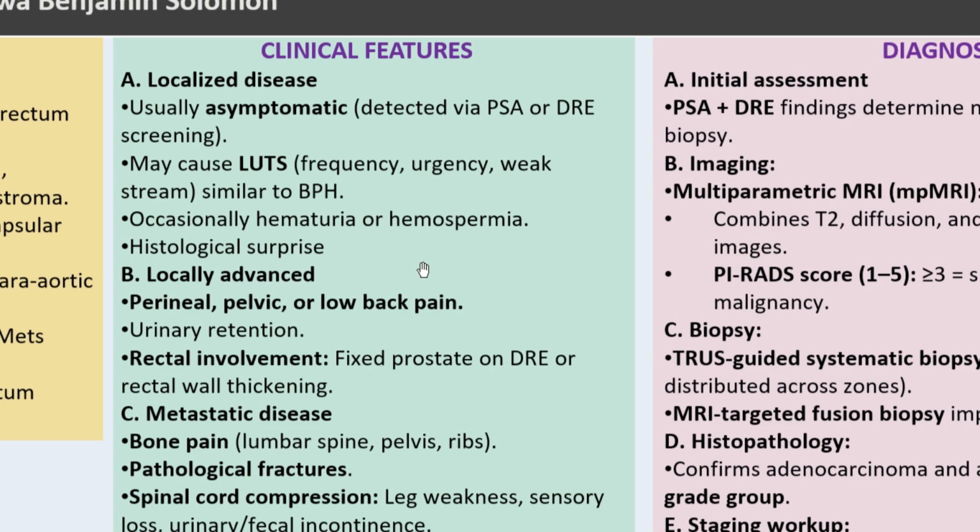And in some of these cases, you may have to ask yourself what to do next. Are you going for radiotherapy? Are you going to do watchful waiting? It's going to depend on that.